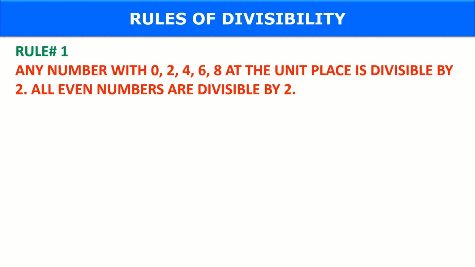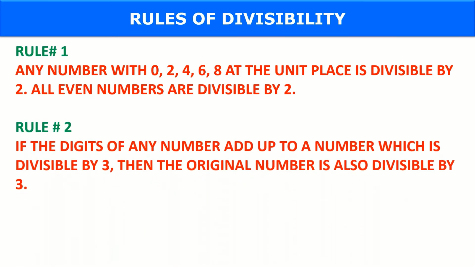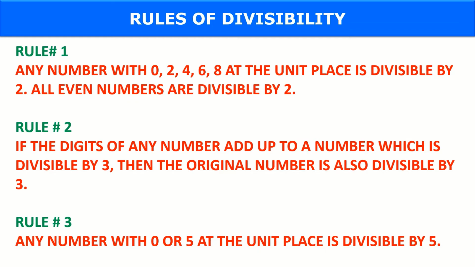First rule is, any number with 0, 2, 4, 6, 8 at the unit place is divisible by 2. All even numbers are divisible by 2. Rule number 2 is, if the digits of any number add up to a number which is divisible by 3, then the original number is also divisible by 3. Rule number 3 is, any number with 0 or 5 at the unit place is divisible by 5. You all are already familiar with these rules.